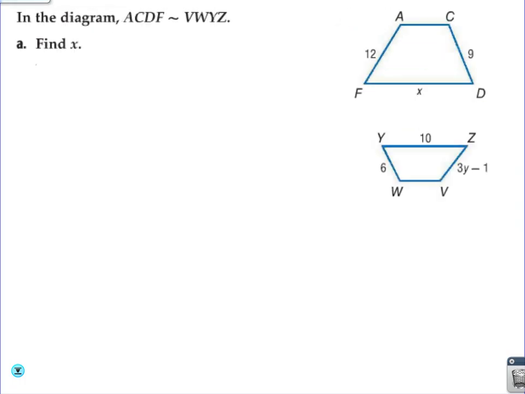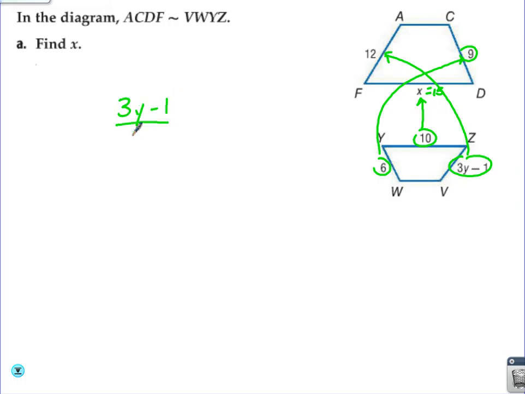There we go. Let's go back and find it here. Again, map it out if you need to. 10 went with x, which by the way, x is now 15. 6 went with 9, and 3y minus 1 goes with 12.